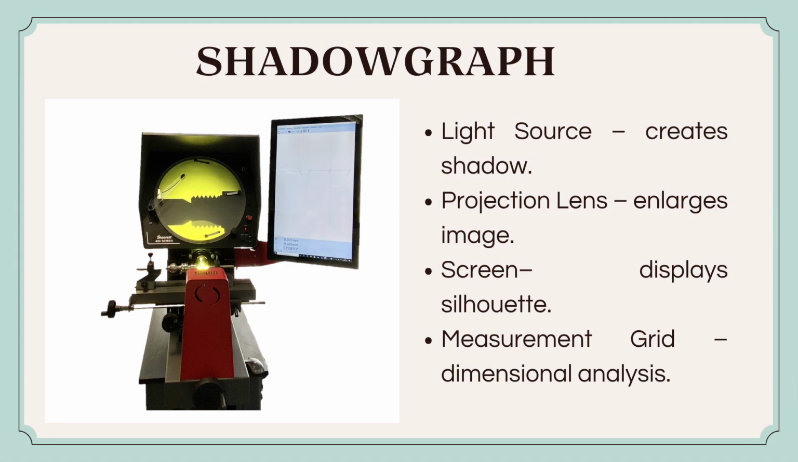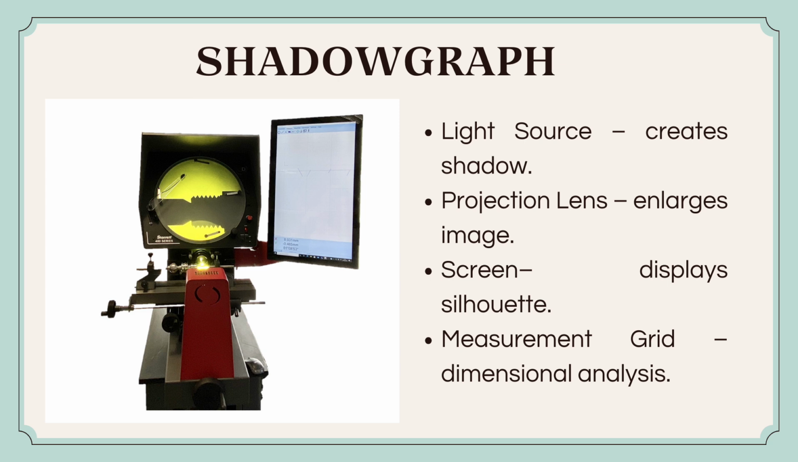First, the light source. The light source creates a shadow of the object being measured, which is projected onto the screen. Second, projection lens. The projection lens enlarges the shadow image, making it easier to see and measure fine details. Screen. The screen displays the silhouette of the object, allowing for visual inspection and measurement. Lastly, measurement grid. The measurement grid on the screen allows for dimensional analysis of the object's features, enabling precise measurements.